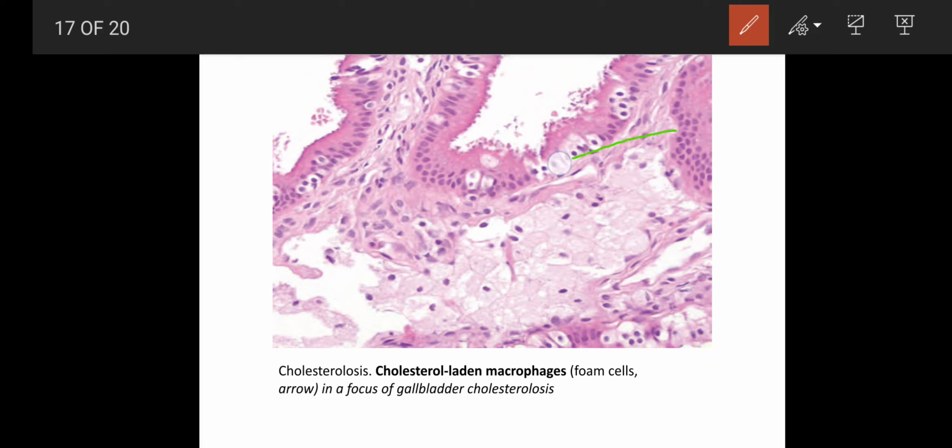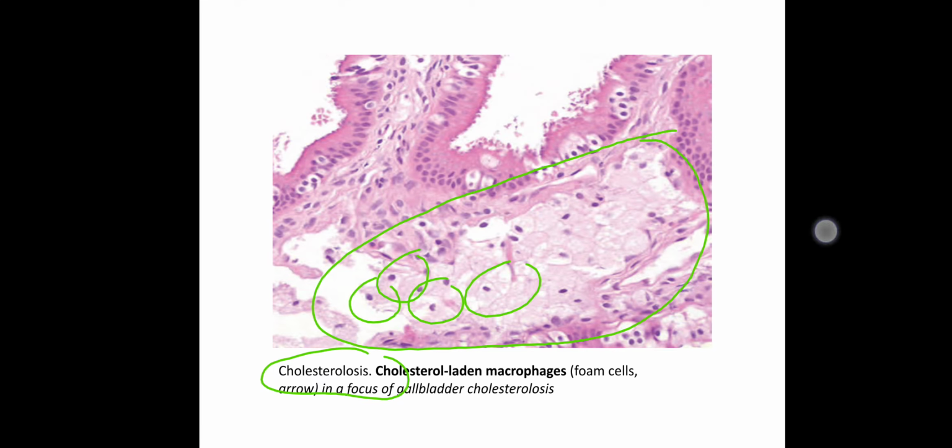Now over here we can see deposition of cholesterol and cholesterol ester in the lamina propria of the gallbladder. These are actually clusters of cholesterol laden macrophages. So these are all macrophages which are containing cholesterol and cholesterol ester, and the condition is called cholesterolosis. If you look in my previous lectures on intracellular accumulation, you will find this.